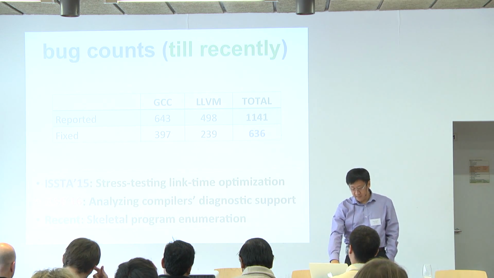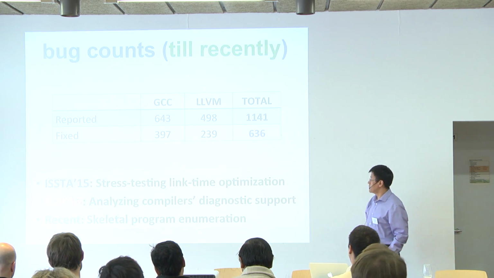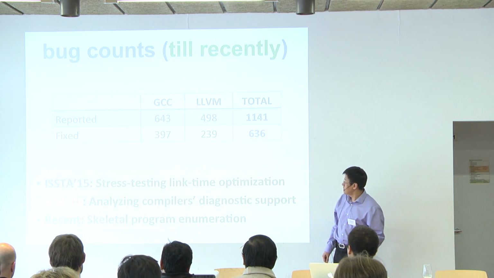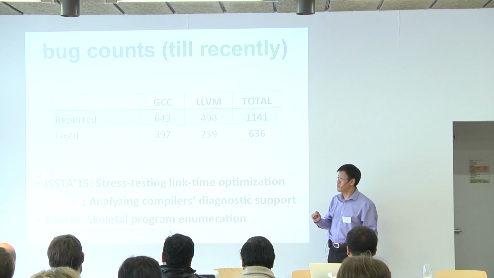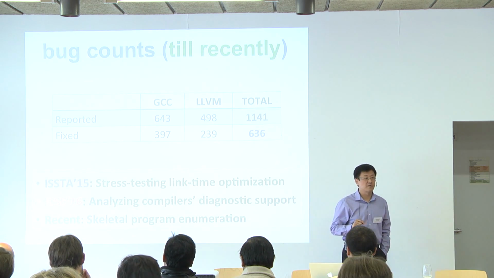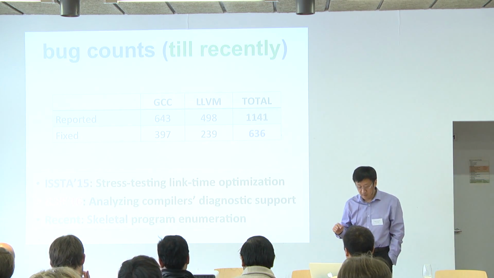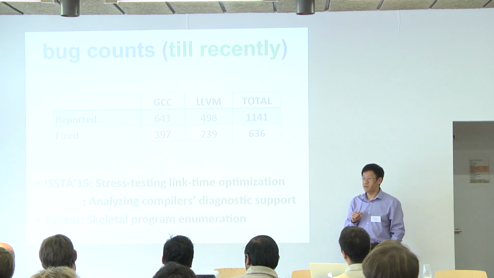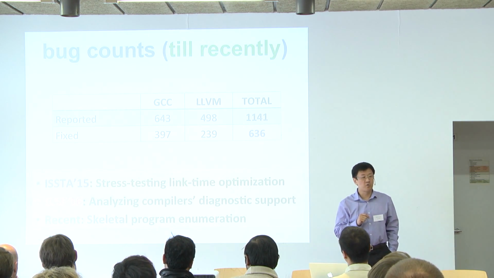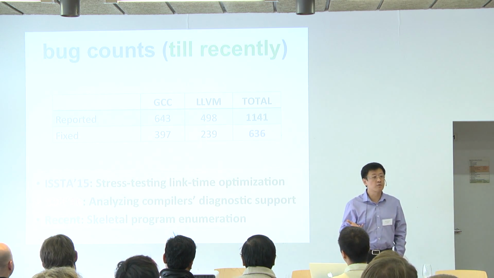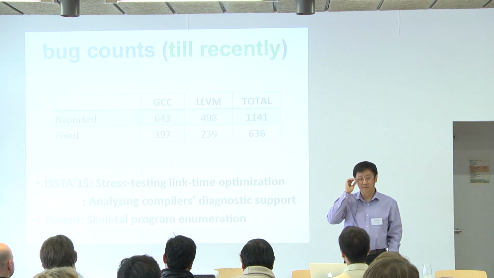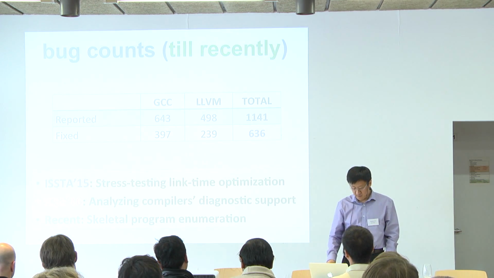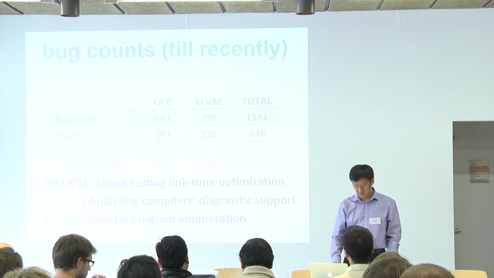There's some additional effort that we have done. One is work at Easter 2015. We also stress tested the link time optimizers in GCC and LLVM and found a bunch of bugs there. Also, very recently at ICSI, we tried to analyze the compiler's diagnostic support. That is, does it give correct warning messages? Because the warning messages can be very important to the application developers. There we also found about 100 bugs.